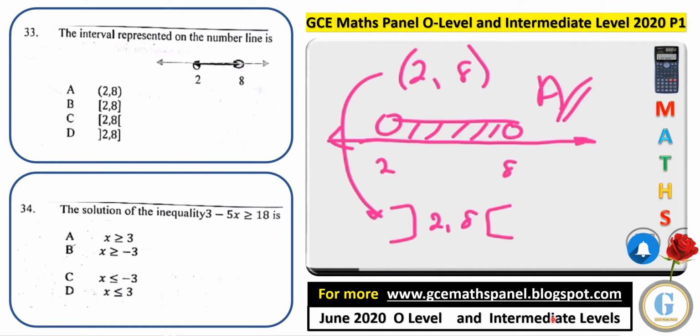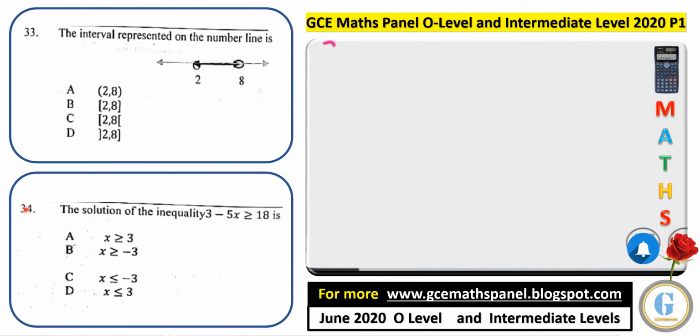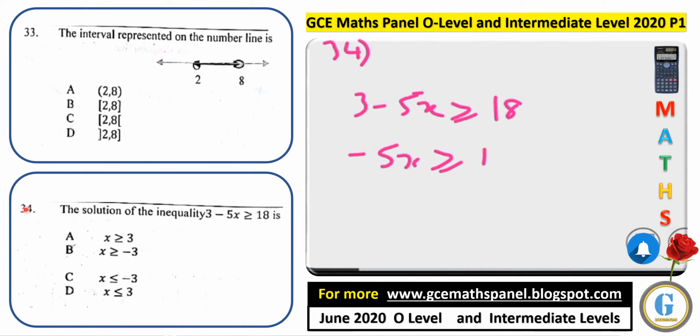That brings us to question 34. The inequality 3 minus 5x greater than or equal to 18. When you solve, we have 3 minus 5x greater than or equal to 18. First of all, subtract 3 from both sides, or you say carry 3 to the right hand side. So minus 5x should be greater than or equal to, the plus 3 becomes minus 3 on the right hand side. So 18 minus 3 will give us 15.